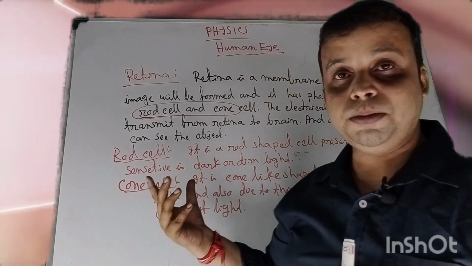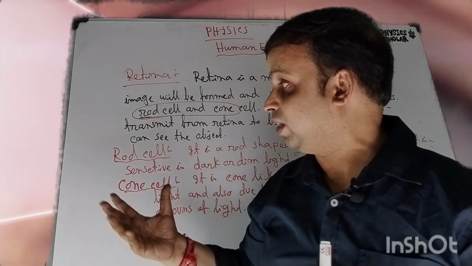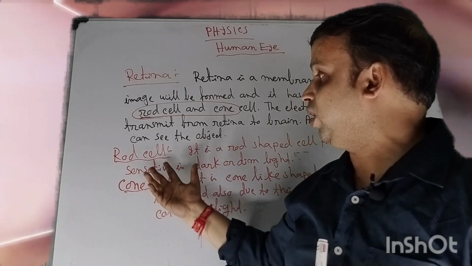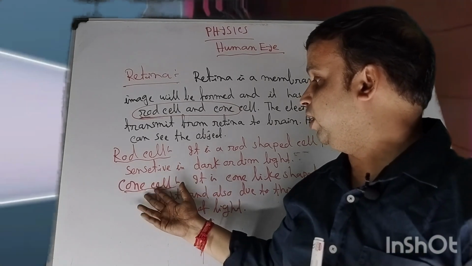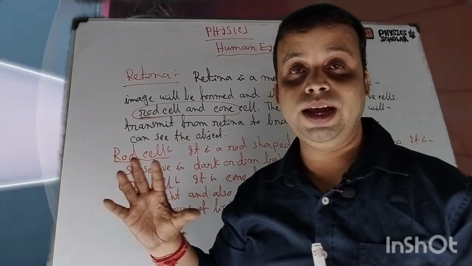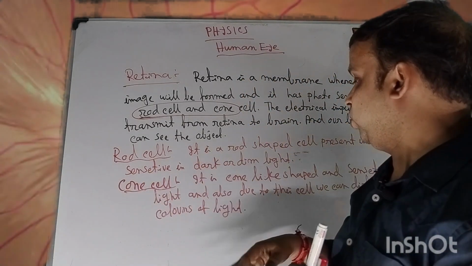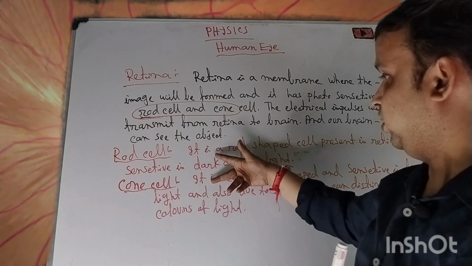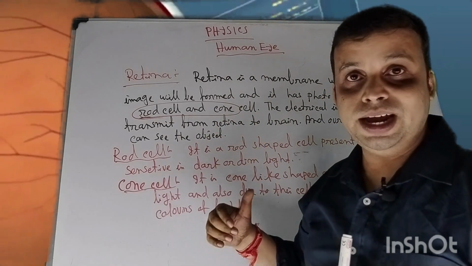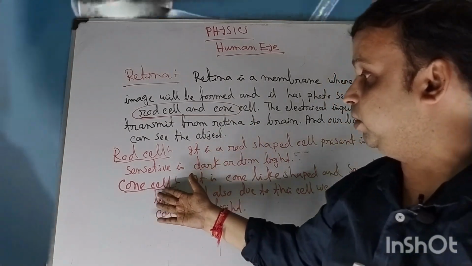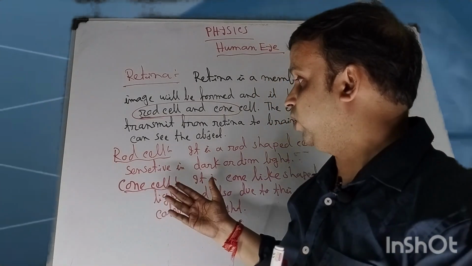But under bright light, we can see the proper color, because the cone cells are more in number than the rod cells inside our retina. So we can view properly and distinguish the colors properly. Clear? So that is rod cells and cone cells. Due to this, nocturnal animals, just like owls, can see at night. But due to the cone cells, we can see the different colors of light.